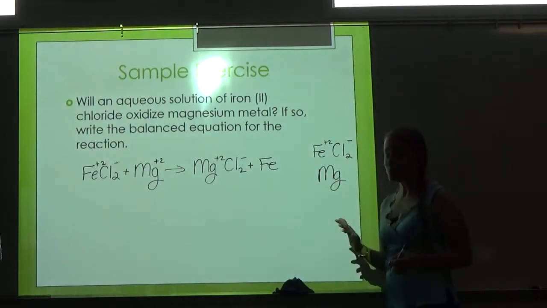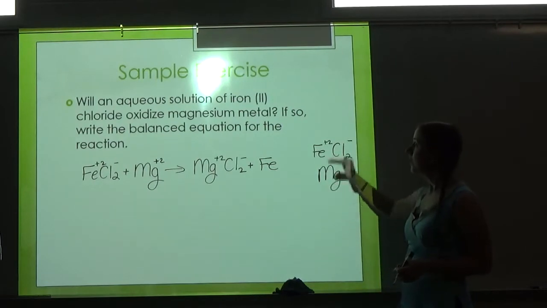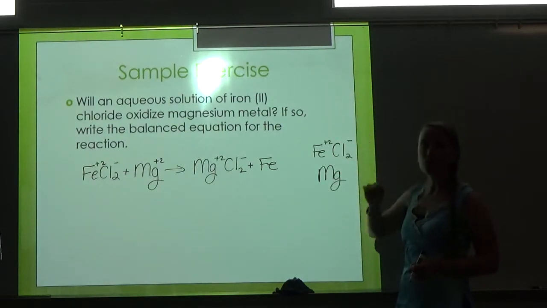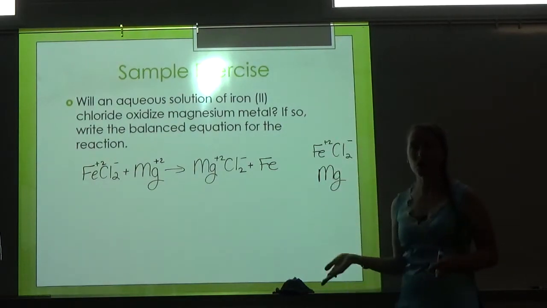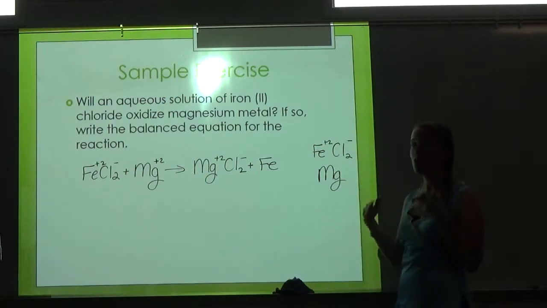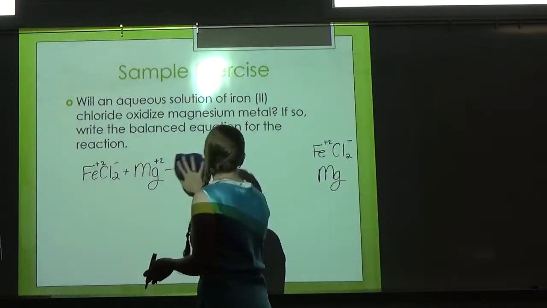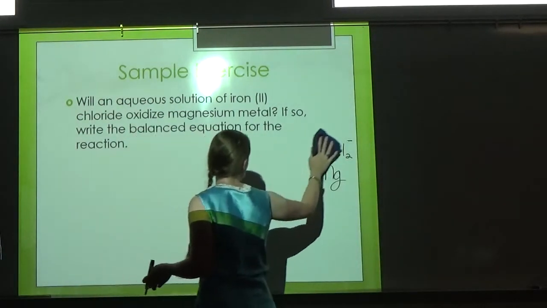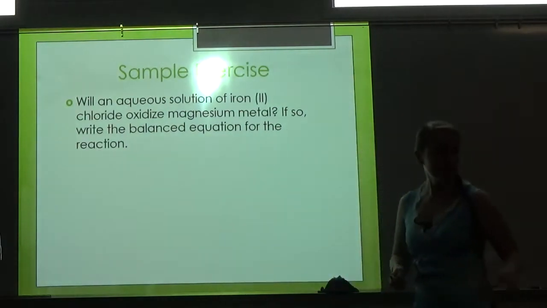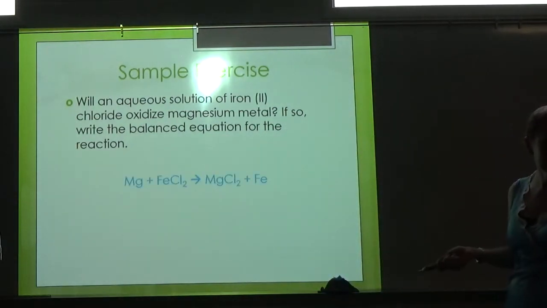Now, if for some reason the ion had been above magnesium and it wouldn't react, you just write NR or no reaction. Don't make the products, because what that means is no reaction is going to occur. Just because you mix two things together doesn't necessarily mean you're going to get a reaction. So here, of course, is our reaction that I just showed you.